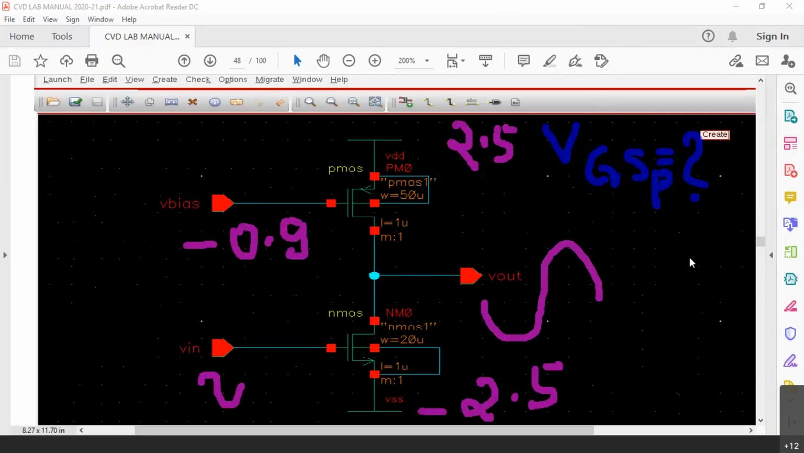There are 11 students. Are they all listening? I get response either from Harshita or from Kuldeep or from Vanilla. Other students are totally passive. Any answer? What is the value of VGS?